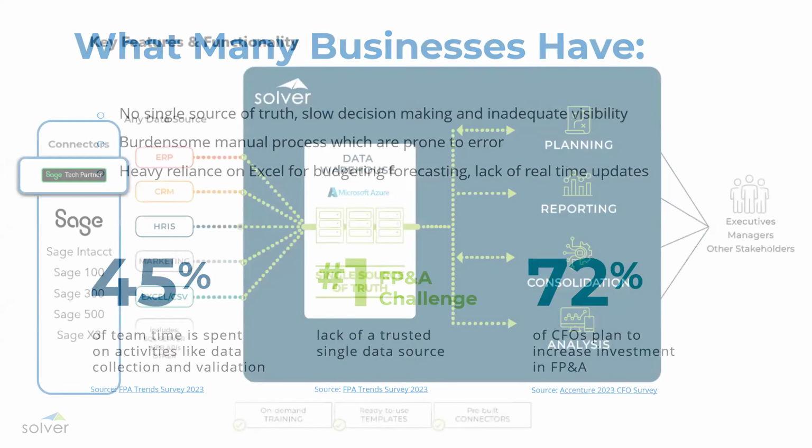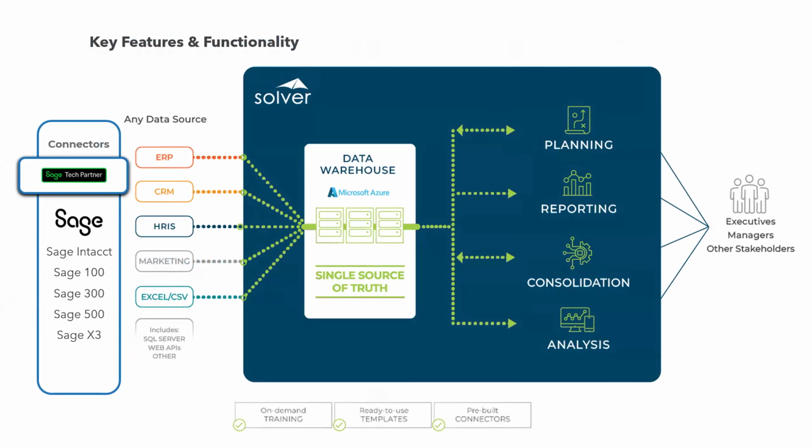So Solver is offering a solution to this challenge. We're built around data, connecting multiple data sources for a single source of truth, right? We talked about all the Sage products can be connected directly to Solver. We also have other pre-built connectors, again, to your CRM or HRIS, and even just like a flat file can be uploaded into Solver's data warehouse. And sitting in the middle is our data warehouse that's hosted on Azure, that single source of truth.